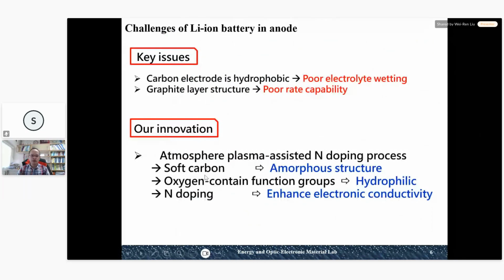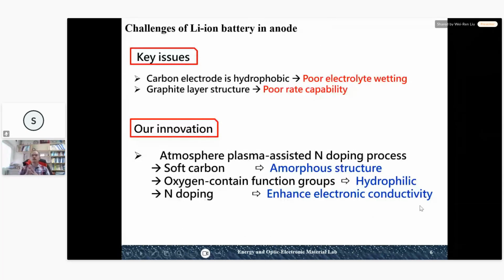The first is that we use soft carbon to replace graphite, because soft carbon has an amorphous structure, which is good for lithium diffusion and gives very good kinetics. Also, we use an atmospheric plasma-assisted nitrogen doping process, not only to create some oxygen functional groups on the surface, changing it from hydrophobic to hydrophilic, but also, the nitrogen doping process can enhance the electronic conductivity of the soft carbon.